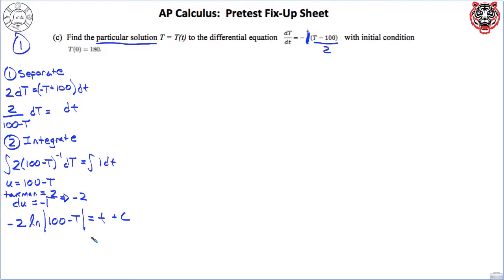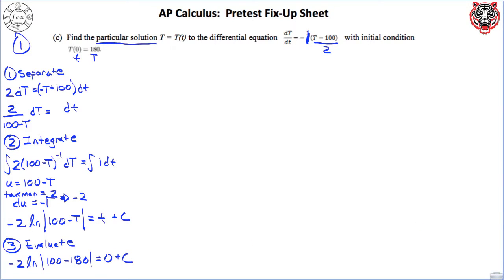Perfect. And then step 3, I think I can squeeze it in right here. Step 3 is to evaluate. And if you evaluate, what are we evaluating? Okay, so this is our lowercase t and this is our capital T. So when we plug those in, I get a -2 natural log of the absolute value of 100 minus capital T, which was 180, and that is equal to, it's not lowercase t anymore, it's a 0 plus c.